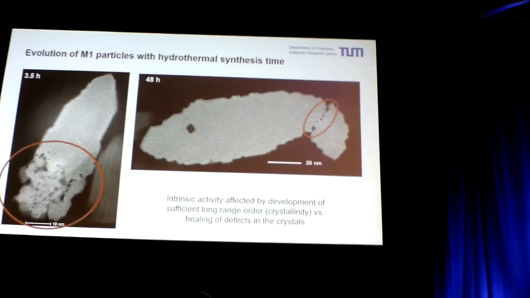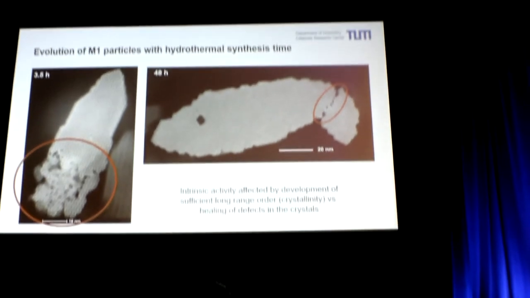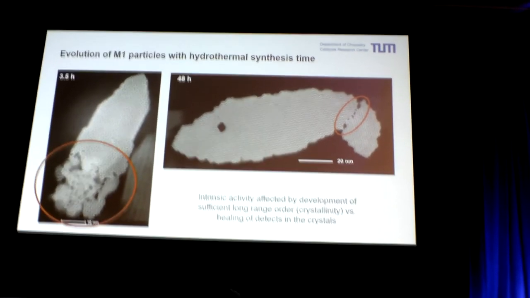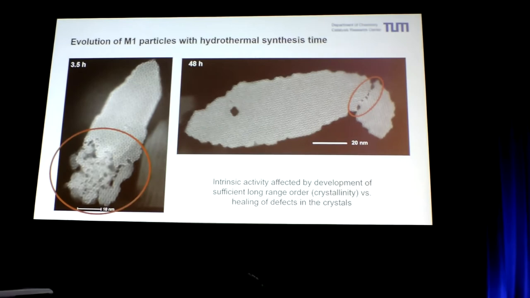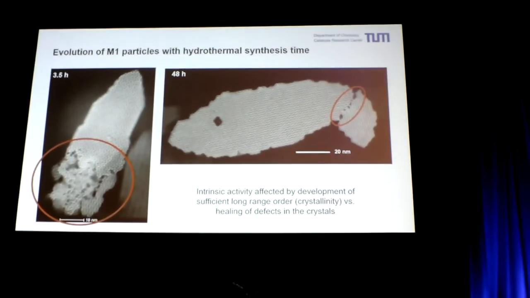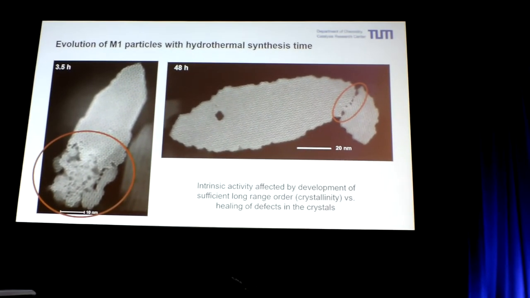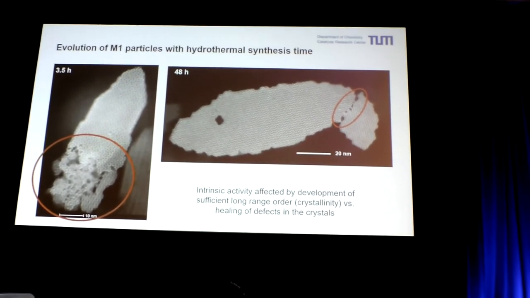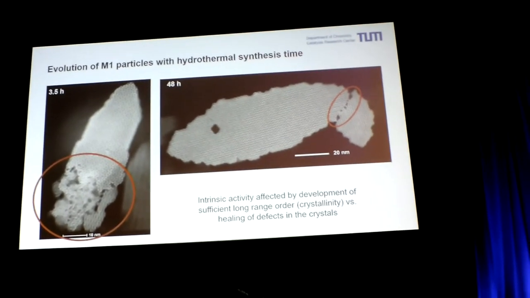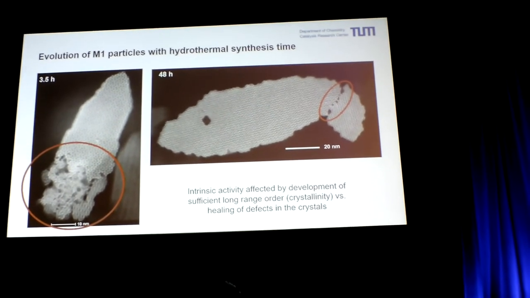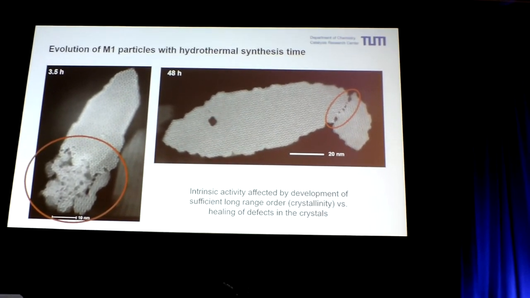If we look at the STM images here, what we see is that for short synthesis times, like the 3.5 hour sample, we see particles with still quite disordered parts. While if we look at the 48 hour sample, we still have this propagation that we have achieved by the low temperature crystallization, but we see that with the particles we might even have some intergrowth between particles. So we think this maximum of activity that we have observed might be a sweet spot, a compromise where we have enough long range order, enough M1 crystal formation, but we have also avoided the crystal growth or healing of defects of the material.